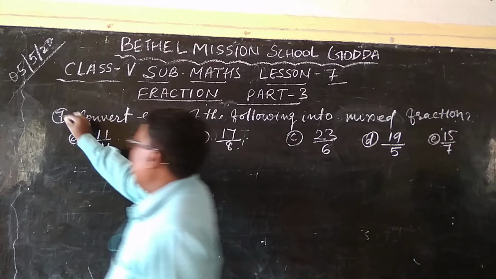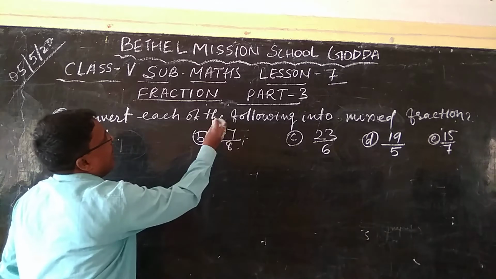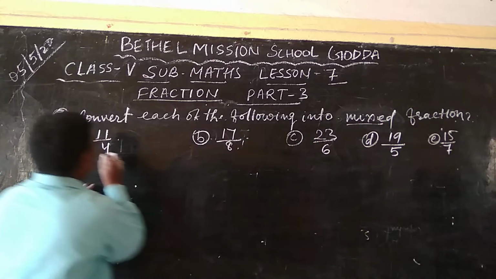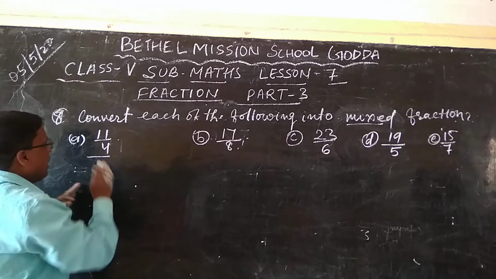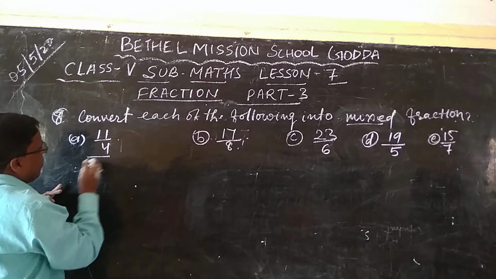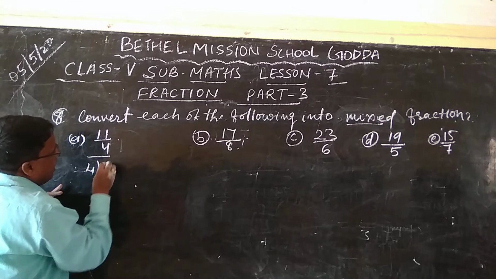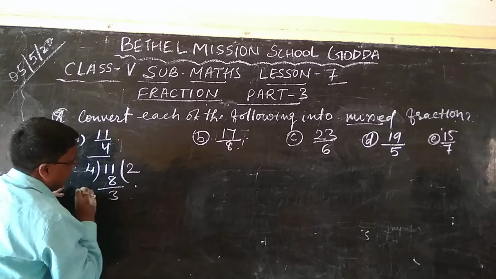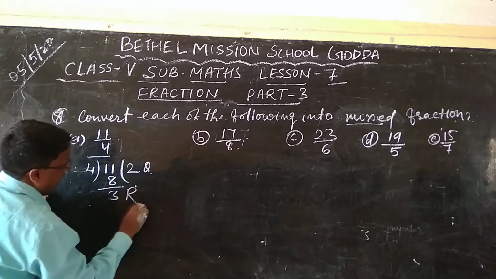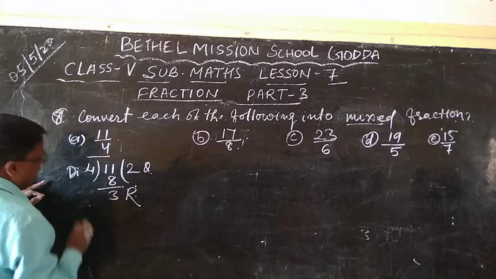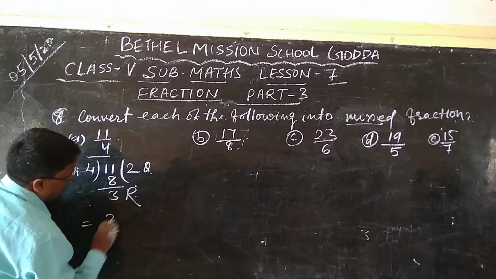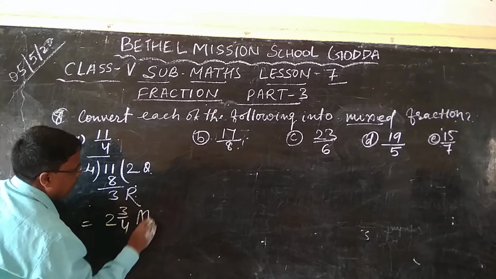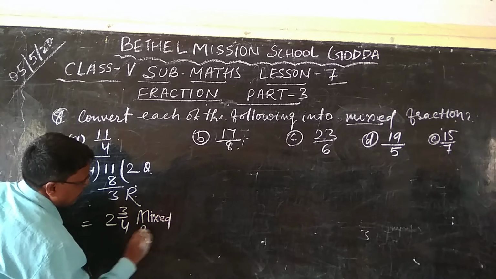Next, question number 8. Convert each of the following into a mixed fraction. This fraction is an improper fraction, and we convert it into a mixed fraction. You can divide 11 by 4. 4 2s are 8, 3 remainder. This is Q, this is R, and this is the divisor. So here write 2 whole 3 by 4. This is what? Mixed fraction.